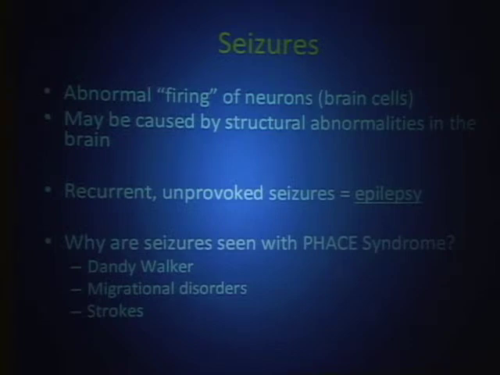When you have recurrent unprovoked seizures, and what I mean by unprovoked, a lot of children will have seizures when they're babies, even under 5, with fever, and they're febrile seizures, and you don't often put them on medication. When they're unprovoked, when it's not due to an infection, and we look for causes, and they continue to have seizures, that's when we call it epilepsy. So when you see seizures in PHACE syndrome, it's often related to migrational disorders, as I talked about, strokes, or Dandy Walker malformation can be a cause for it as well.